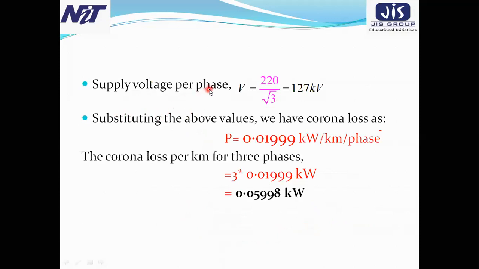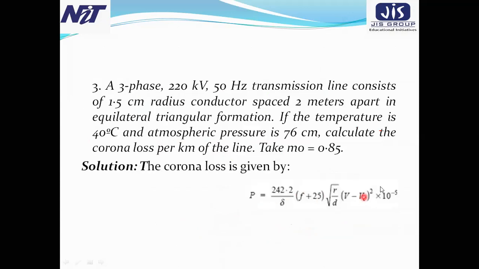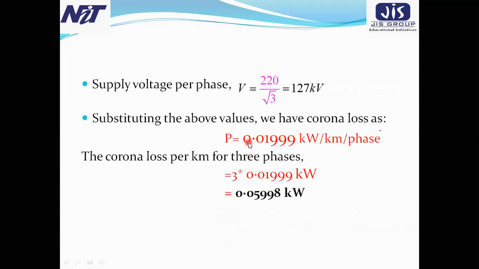Supply voltage per phase. The line voltage is given as 220 kV. So how can we calculate the phase voltage? Dividing by root 3. So 220 divided by root 3, that is 127 kilovolt. Now substituting the above values, we have the corona loss as P equals, so if we put all the given values in the first equation, delta value, f, r by d, V, Vc, we get P equals 0.